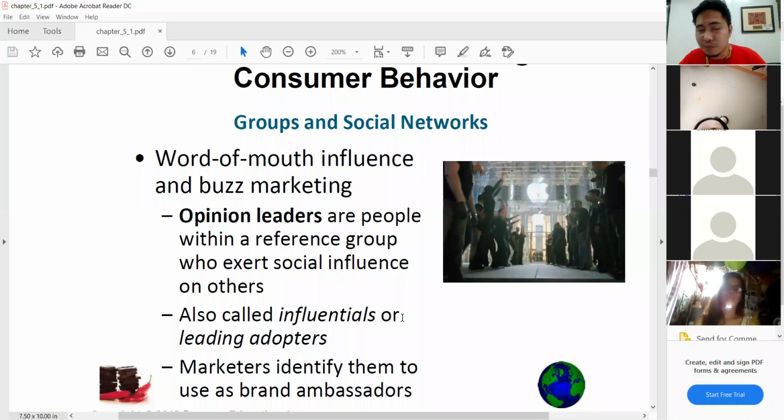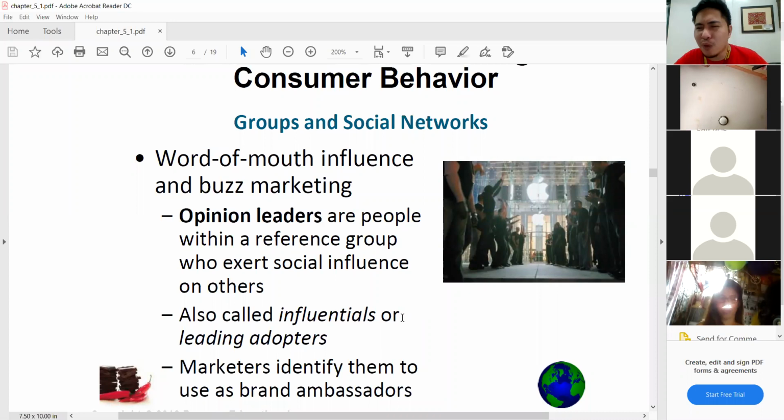And they're the ones who influence you to buy something like this. Because if you cannot buy something like this, then your identity will be questioned as a member of the group. So they're called influentials or leading adopters. They were the ones who first adopted the product or service and let others follow suit. Okay. So marketers identify them as brand ambassadors.